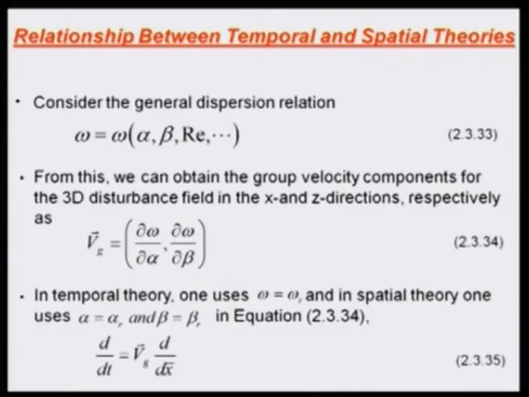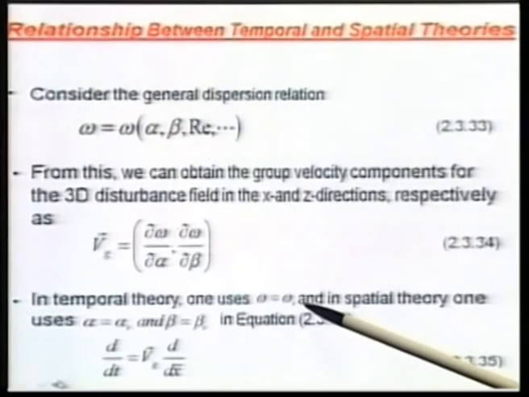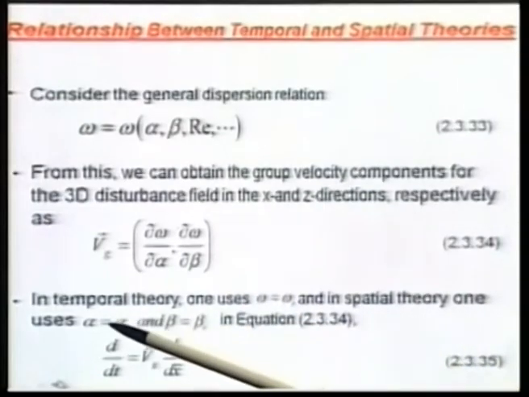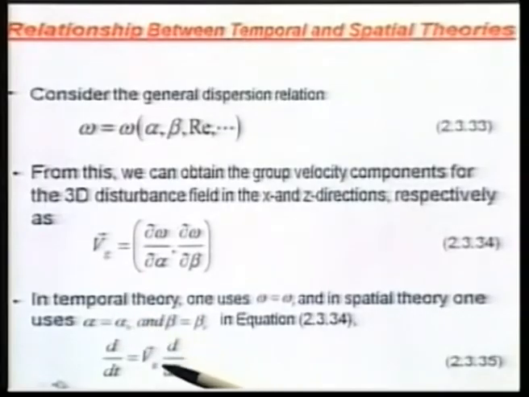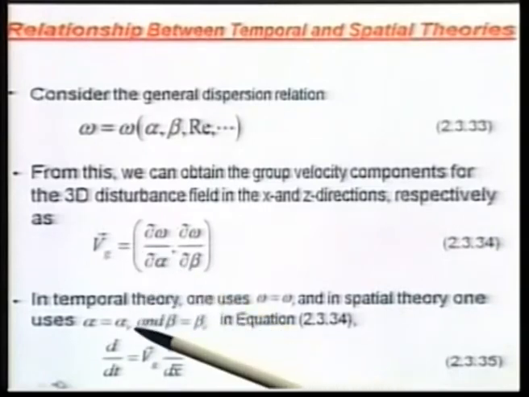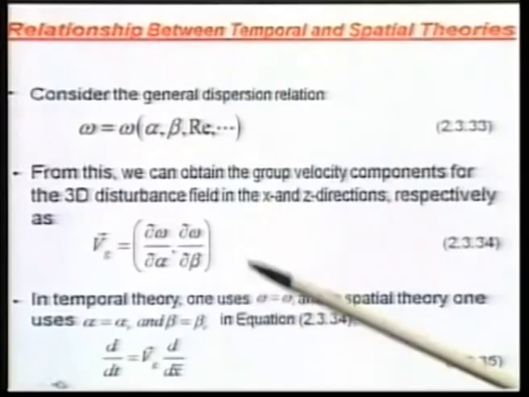Now, in temporal theory we used omega equal to omega r, and in spatial theory we use, well, this is not strictly a correct thing, but what it basically says is that in calculating the group velocity we will have to use alpha r and beta r. Omega is already real.